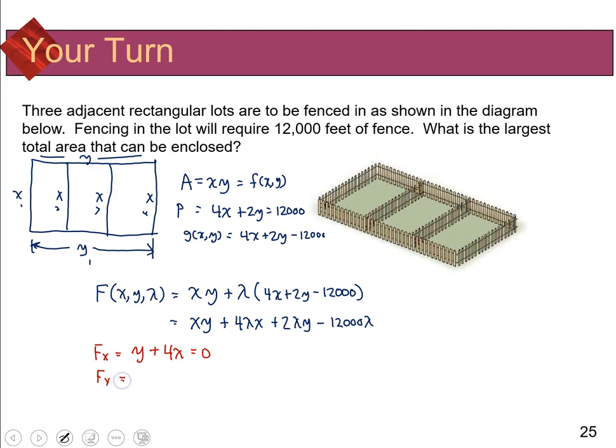My partial derivative with respect to y is going to give me x. The plus 4 lambda x is going to be a constant, so that's going to become 0. The 2 lambda y is just going to become 2 lambda. And again, the minus 12,000 lambda is a constant, so that is my f of y. I'm going to set that equal to 0. And of course, f of lambda is just going to be my g of x function, xy function again.